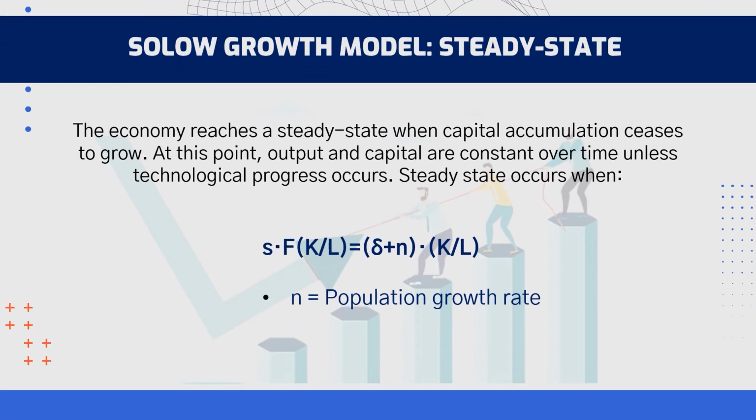What are the major implications of the steady state? No long-term growth in output per worker without technological progress. Higher savings rates shift the steady state to a higher level, meaning the country will have more capital and output per worker. And higher population growth lowers capital per worker, making it harder for countries with rapid population growth to accumulate wealth.